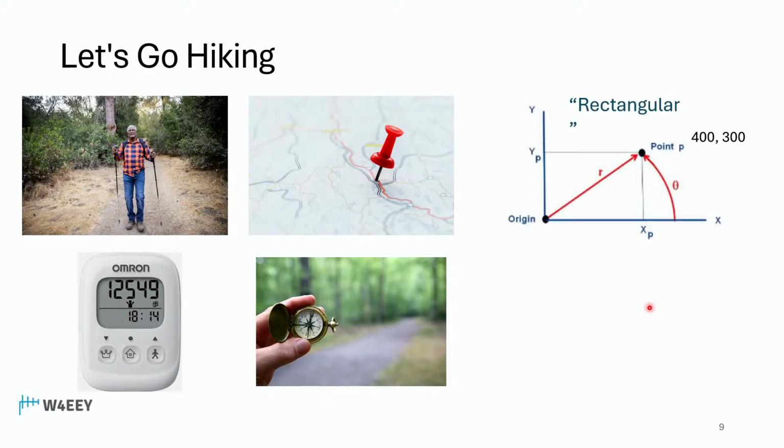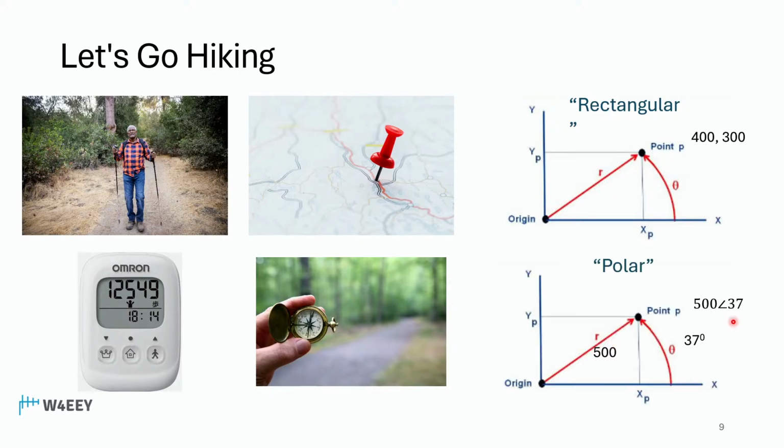So the first way we're going to consider going hiking is using our rectangular coordinate system. We're going to start at one location. I'm going to assume that this is the reference line. And we're going to tell you to go 400 steps to the right and 300 steps up. And that will get you to this point right here. So that's one way we can instruct you to get to a location.